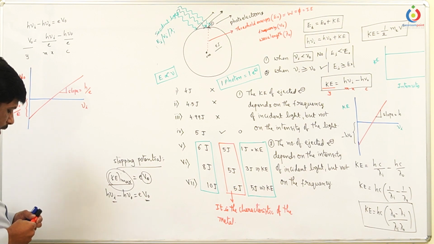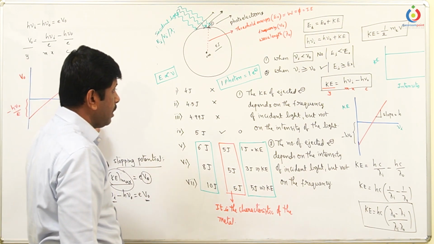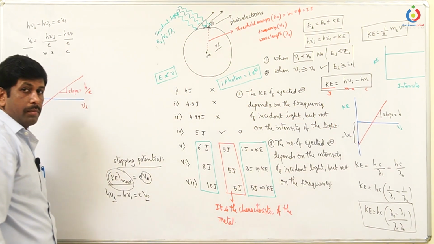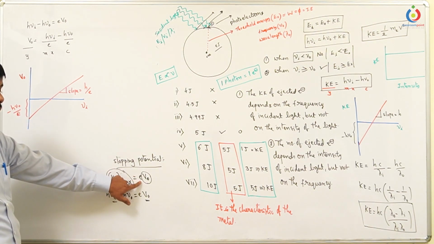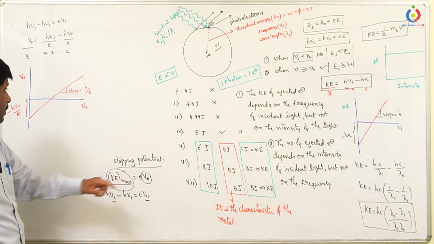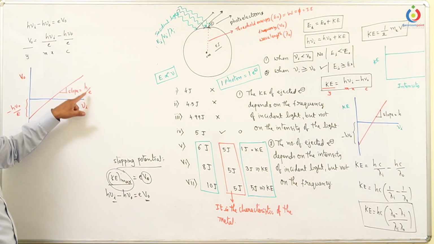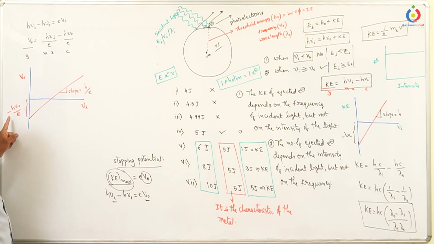If you compare these two graphs, V0 versus nu i and kinetic energy versus nu i, the graph looks the same. The only difference is the electron charge. Here the slope is h, Planck's constant; there the slope is h upon e. Their intercept is minus h nu naught; here the intercept is minus h nu naught by e.